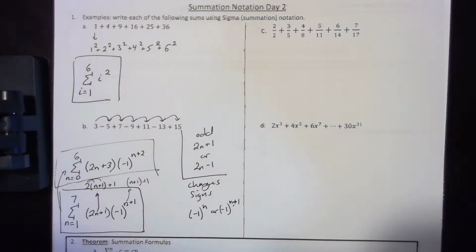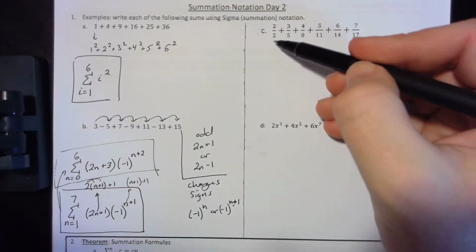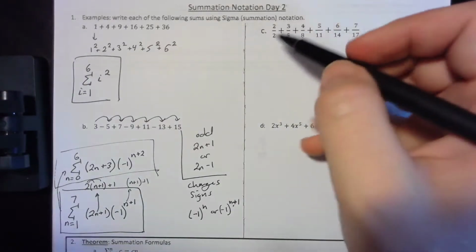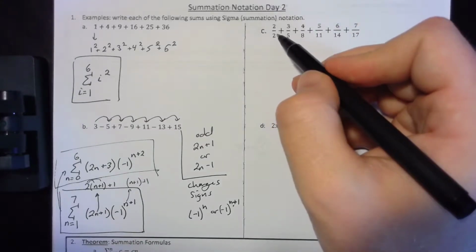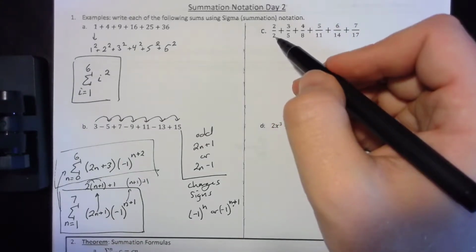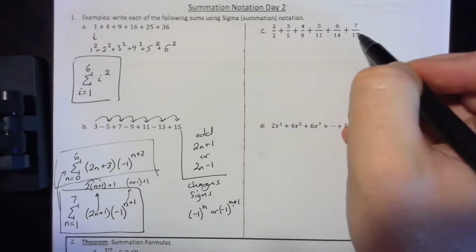This next example is a little bit more complicated. Now, I've tried to help by leaving this as 2 divided by 2 instead of just 1, but keep in mind that if this was a 1, we could change this to whatever is still equivalent to 1 that will help us identify what the pattern is.